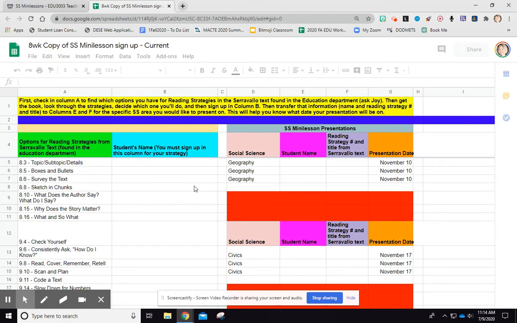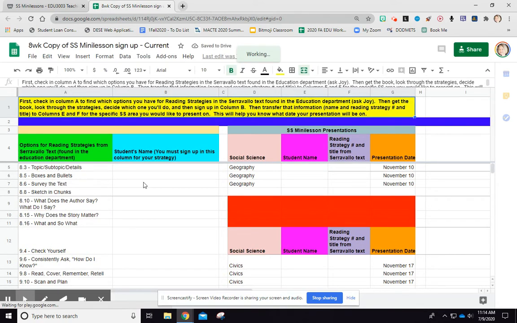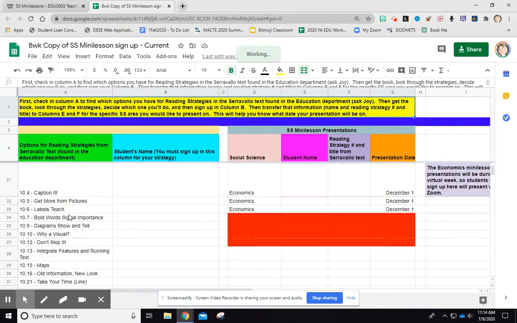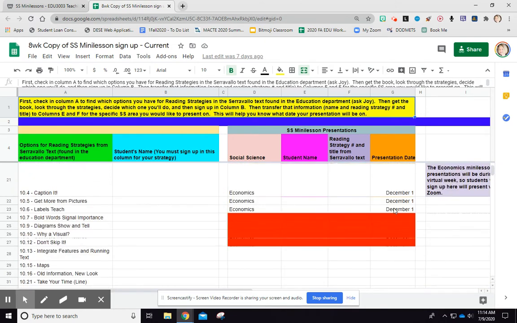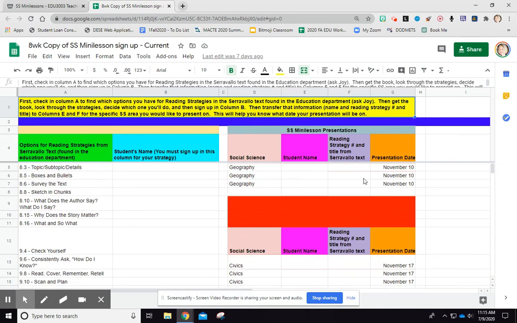You'll notice that we have two things that you're going to sign up for. One is over here, which is the strategy. This will come directly from the book, so I would recommend that you go downstairs to the education department and ask the secretary for the book or the sign out sheet, so you can get this book and start looking at it. Then on November 10th, the 17th, and December 1st, there are going to be mini lesson presentations.